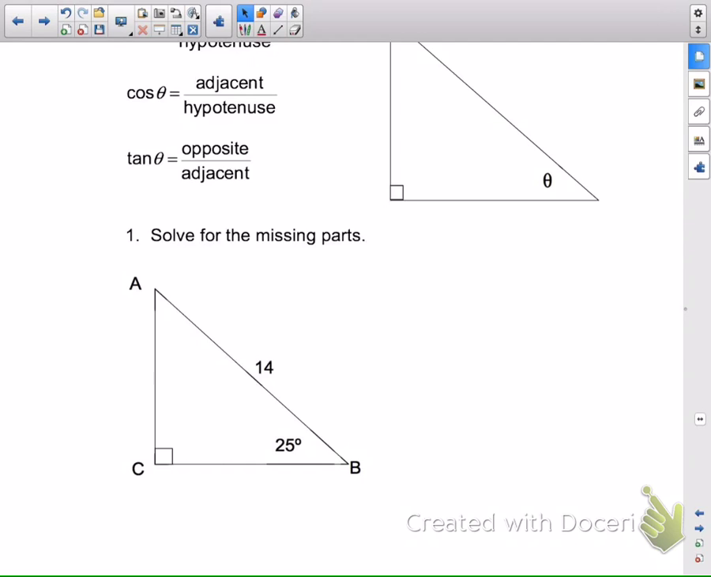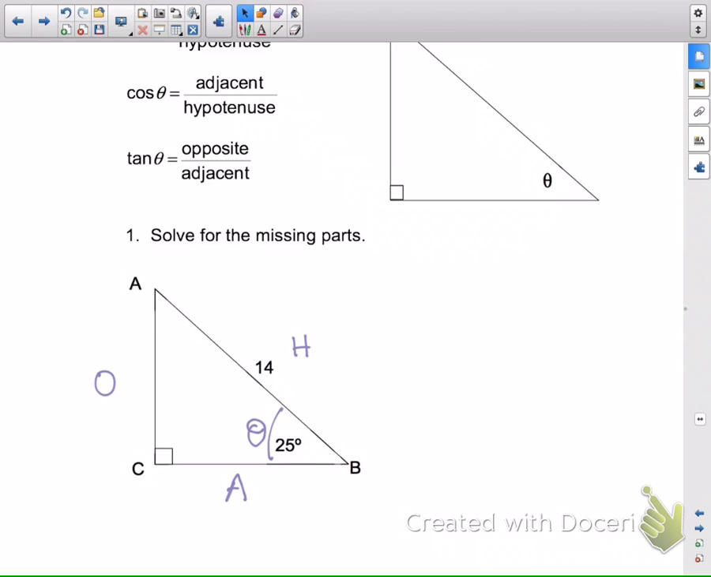So at number 1 down here, if it says solve for the missing pieces, first you have to identify what is the angle that you are being given or talking about. They've given me 25 degrees. This is my angle here. From there, I always label my 3 sides from my 25 degrees. This side over here is my opposite side. I'm given my hypotenuse, which is 14, which means I'm also missing what?